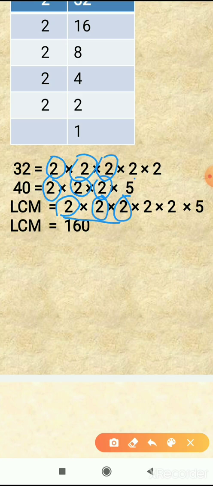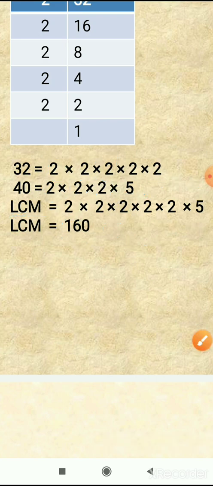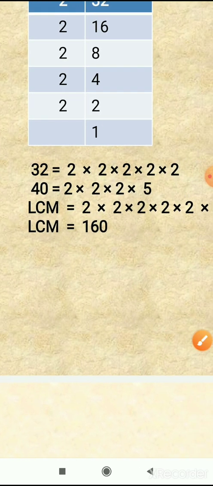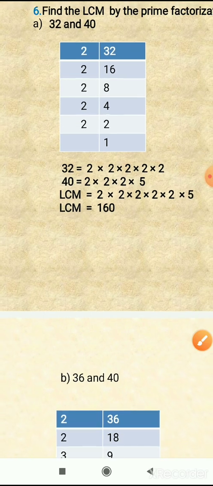Uncommon factor is 2 into 2 into 5. So these are the uncommon factors. We multiply common factors and uncommon factors together, and we get the LCM. By multiplying 2 into 2 into 2 into 2 into 2 into 5, we get the product 160. So the LCM is 160. Understood, students? This is how to find LCM by the prime factorization method.